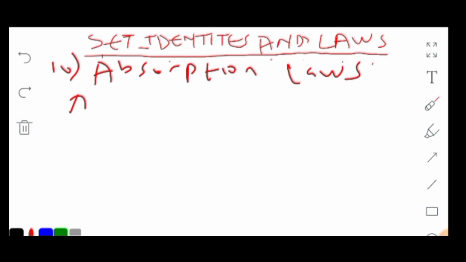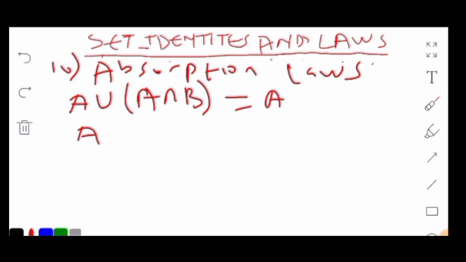So absorption law states that A union (A intersection B) equals A. Or we can also say A intersection (A union B) will also give us A. So these two will always give us A.